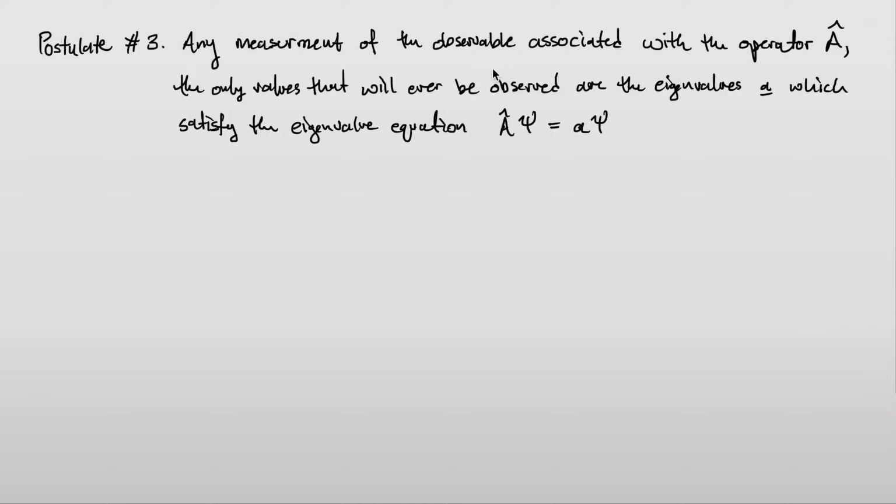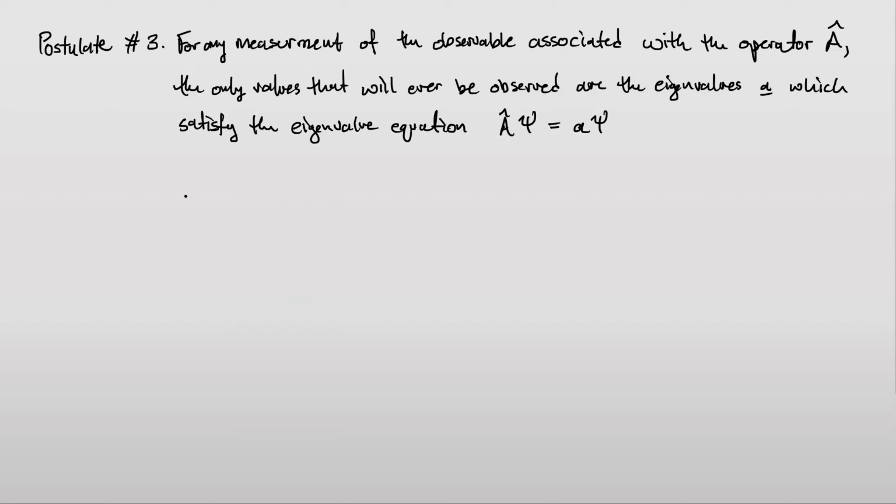Any measurement of the observable associated with an operator A: for any measurement of the observable associated with operator A, the only values that will ever be observed are the eigenvalues little a, which satisfy this eigenvalue equation. We kind of touched upon this concept of operators a little bit in the last video. So I'm going to say 4. I'm going to make this a little bit nicer here. So this is for any measurement.